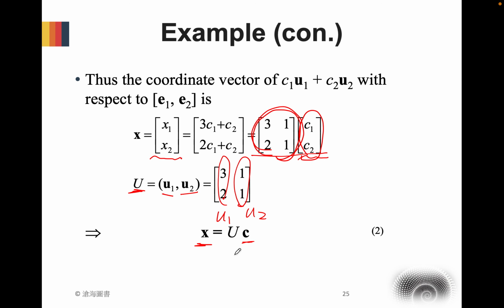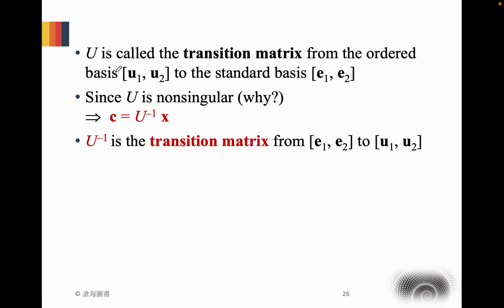right? And remember that the matrix U consists of the column vectors u1 and u2. And what are u1 and u2? u1 and u2 are the new basis vectors, right? And now we know that we define U as the transition matrix from the older basis U1, U2 to the standard basis E1 and E2.